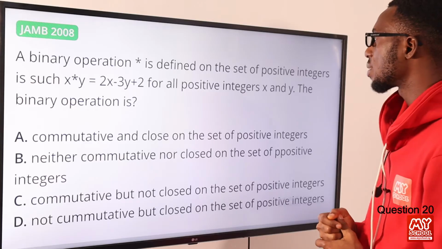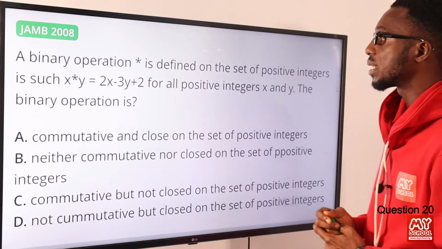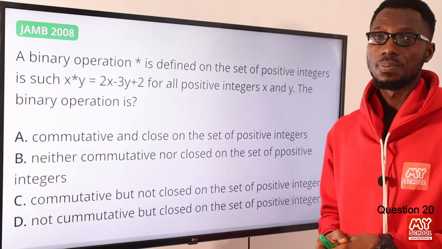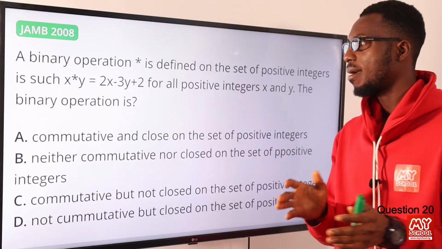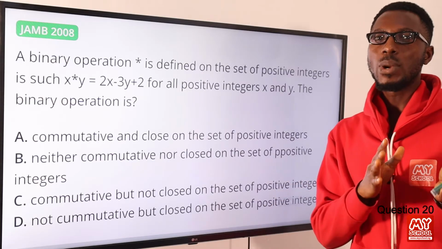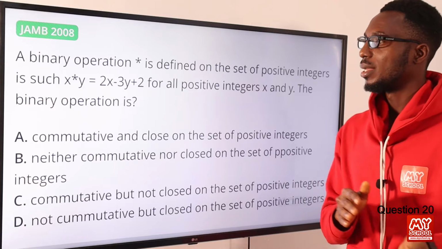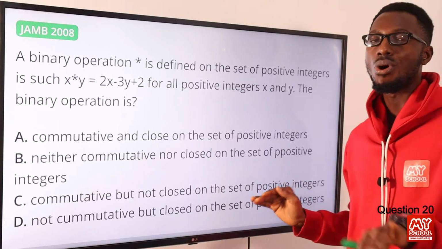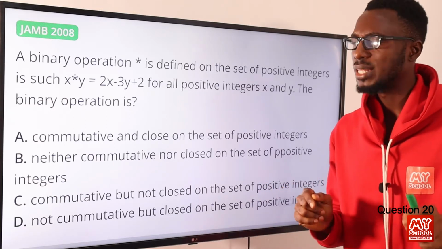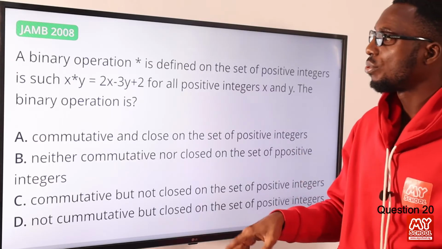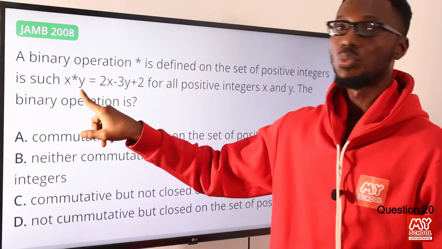When it comes to positive integers, we know that the property of closure is applicable under addition and multiplication. It doesn't work for subtraction or division. It's going to work for subtraction only if the value of x is bigger than y.